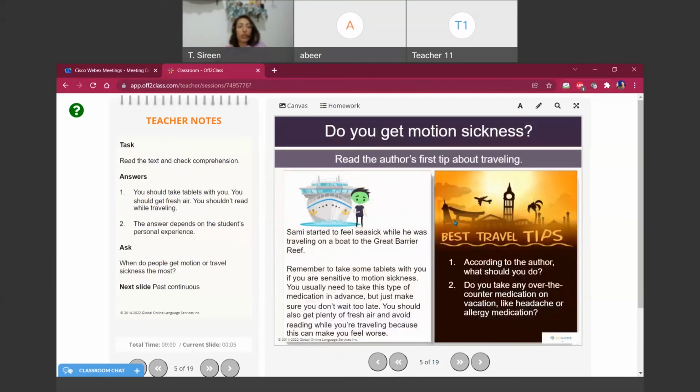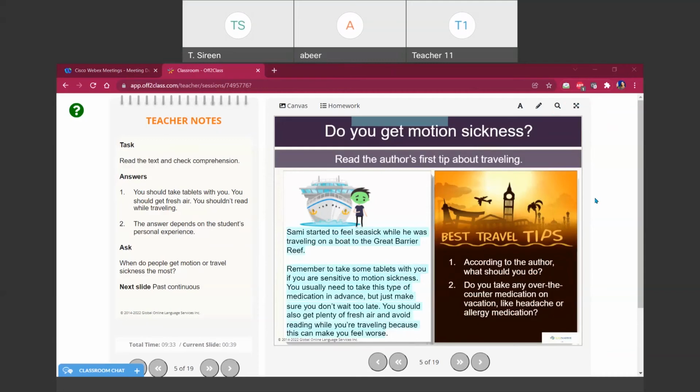So here, we've got: do you get motion sickness? Read the author's first tip about traveling. Let's read and we will answer these questions. Okay? Come on, I want you to read first. If there is a word that is not clear, just let me know. Sammy started to feel seasick while he was traveling on a boat on the Great Barrier Reef. Remember to take some tablets with you if you are sensitive to motion sickness.